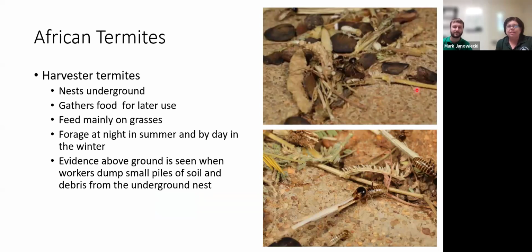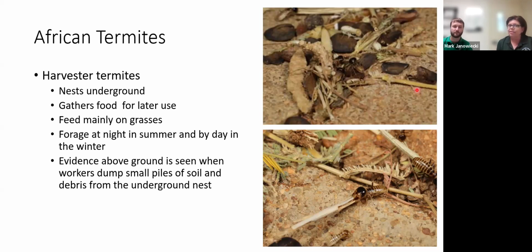Harvester termites in Africa are actually pretty cool. I was very impressed with them when I saw them up close and personal in person. So these termites will gather food for later use. They will be bringing grasses underground, but they are limited as far as what they can be exposed to outside of their nesting system.